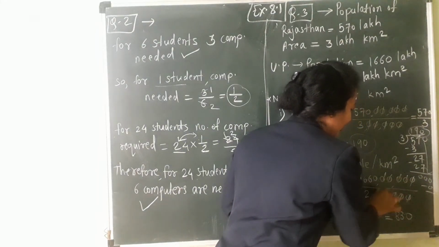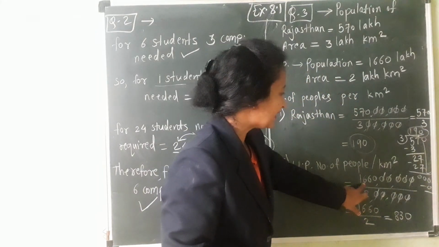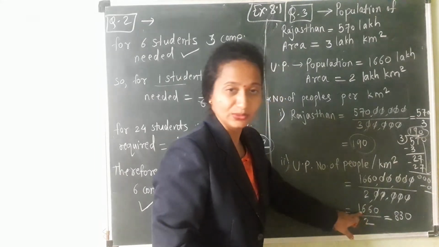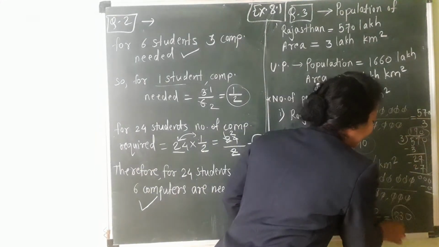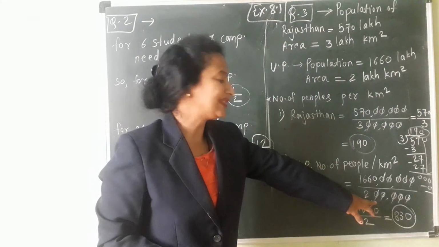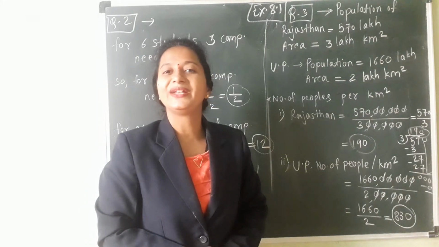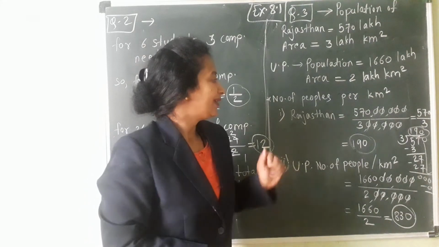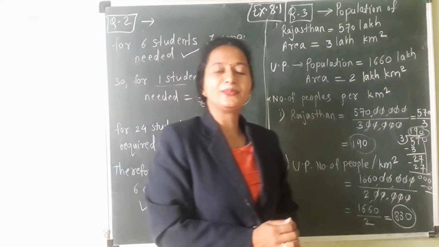What will remain here? Yes, it's 1660 upon 2. So when you divide 1660 by 2, you will get 830. That means a total of 830 people are staying per kilometer square area. Now this is about the A sub question. Now what is the B sub question?